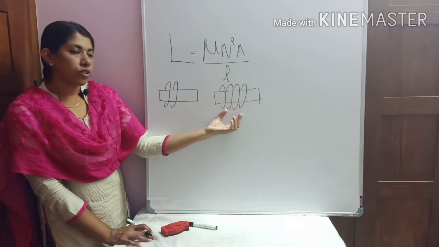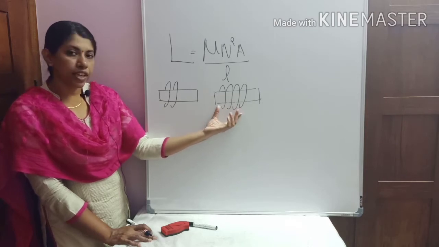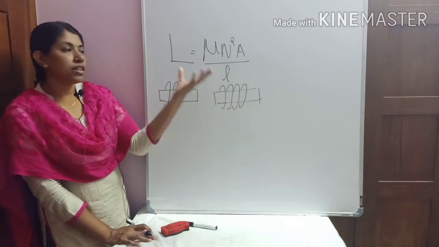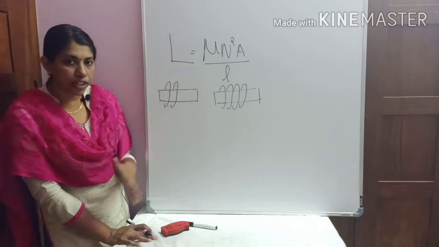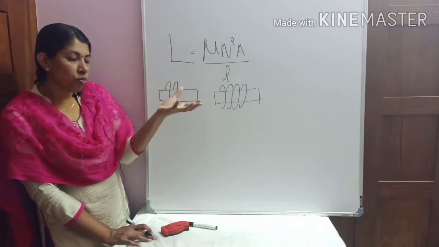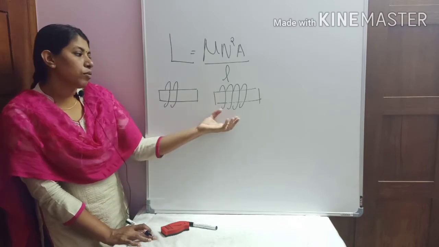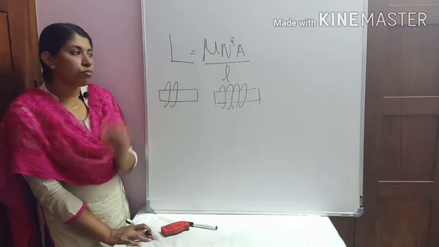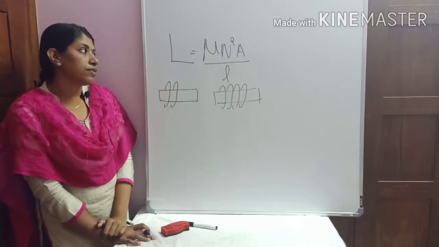So when the induced voltage is more, the opposition will be more in this case. When the opposition is more, it means the value of the inductance is increasing, because we have already discussed that inductance is the ability of the material to oppose the change in the current flowing through it. So the opposition will be more in this case, and therefore inductance will be more. And this is how the number of turns affects the value of inductance.